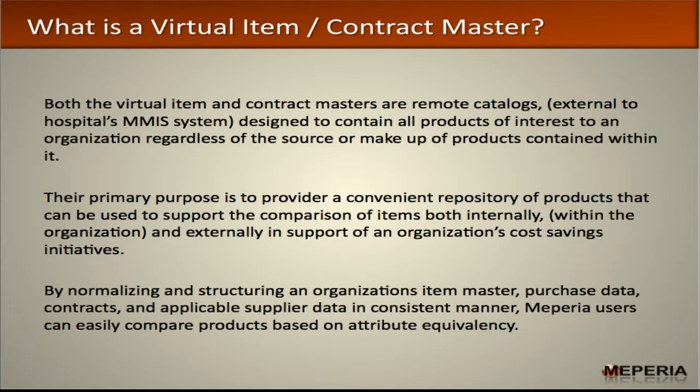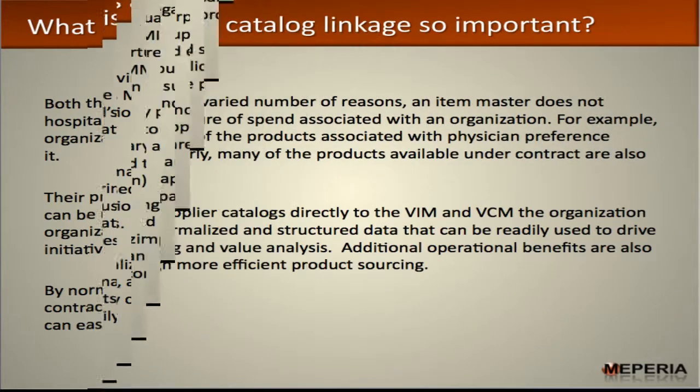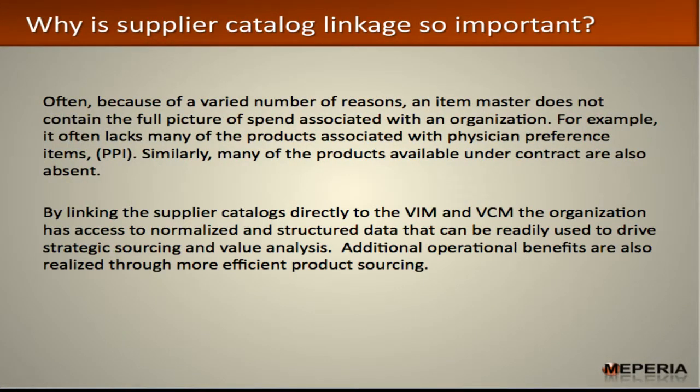By normalizing and structuring an organization's item master, purchase data, contracts, and applicable supplier data in a consistent manner, MEPERIA users can easily compare products based on attribute equivalency. Often, because of a varied number of reasons, an item master does not contain the full picture of spend associated with an organization. For example, it often lacks many of the products associated with physician preference items, PPI. Similarly, many of the products available under contract are also absent.